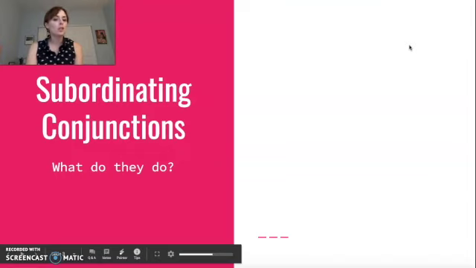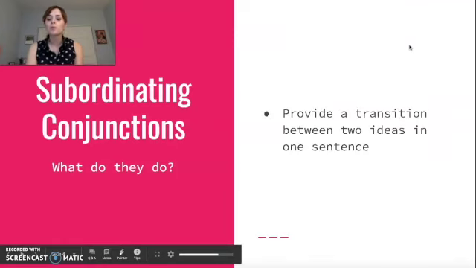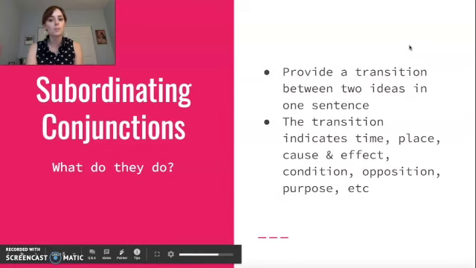So subordinating conjunctions, we use them in complex sentences. They provide a transition between two ideas in one sentence, and the transition can indicate time, place, cause, effect, condition, opposition, purpose. Okay, so this transition shows a relationship between these two ideas or these two clauses.